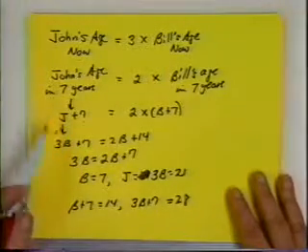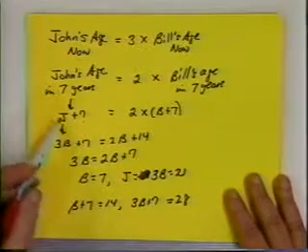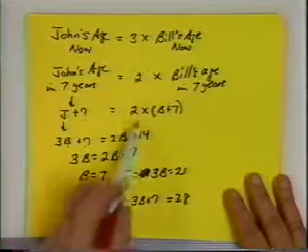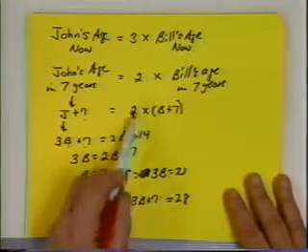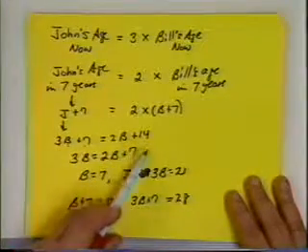But the important thing is we now say what? That J plus 7, and what can we replace J by? 3B. So 3B plus 7 is what? 2 times B plus 2 times 7. So 3B plus 7 equals 2B plus 14.